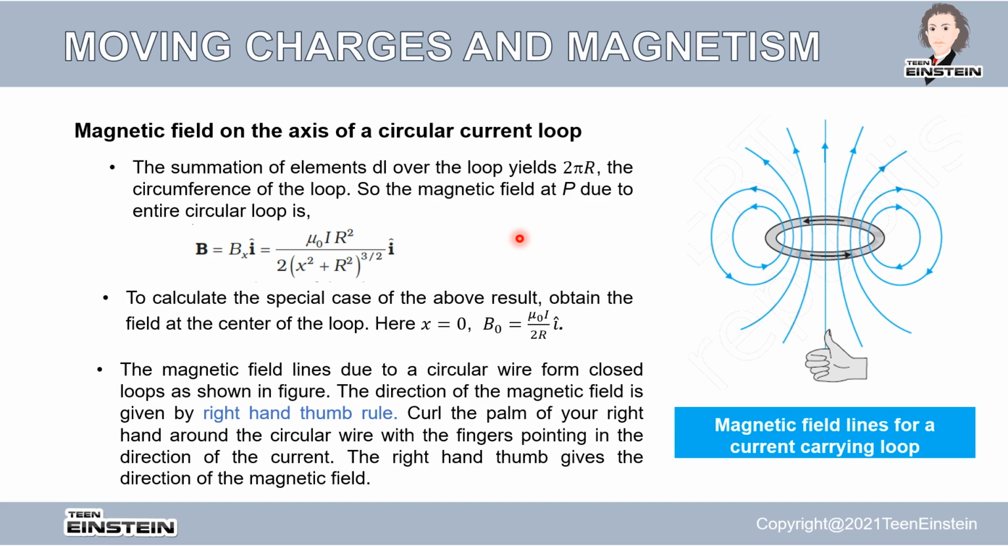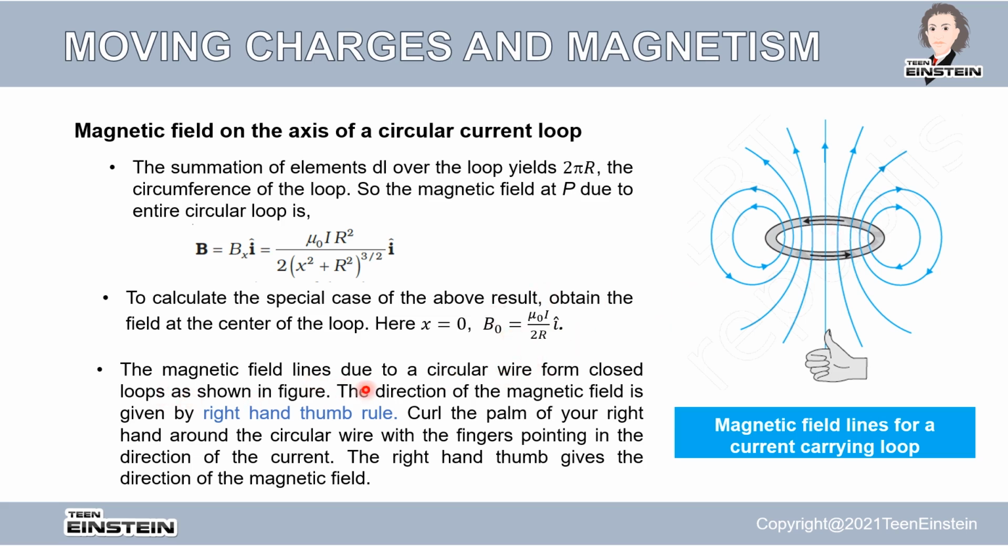Now to calculate the special case, what if we move this point to the center? When we move this point to the center of the loop, x becomes 0. If you substitute x equal to 0 here, then r squared and r squared cancel out, and you finally get B0 equal to mu 0 I divided by 2r into i cap. So this is the magnetic field at the center of the current carrying loop. For example, if you think of this as a current carrying loop, at the center of this loop, this is the value of the magnetic field.